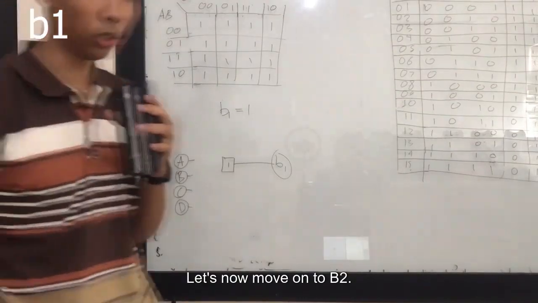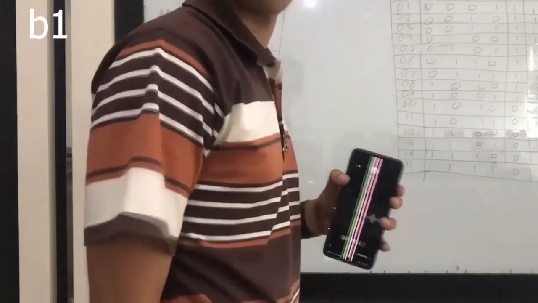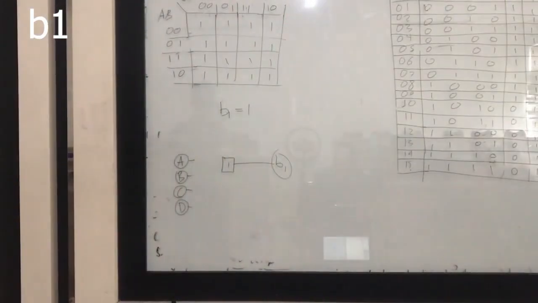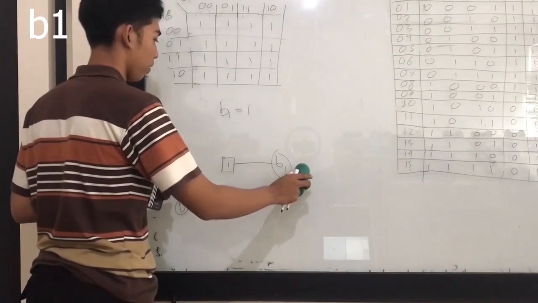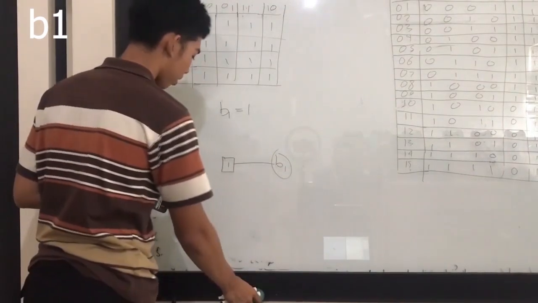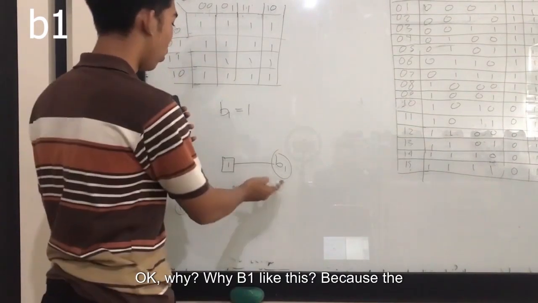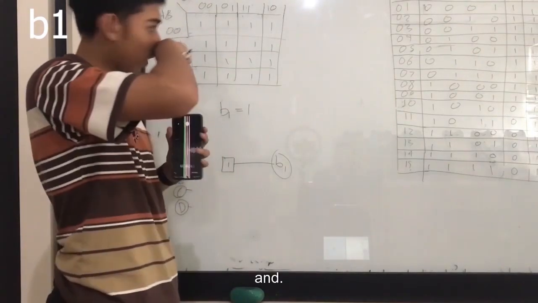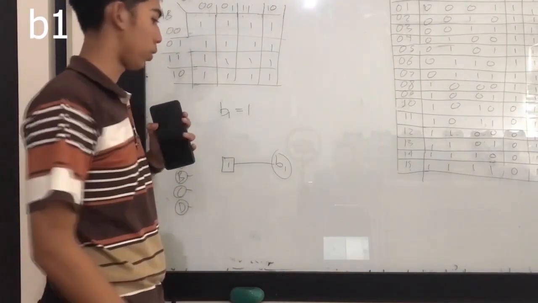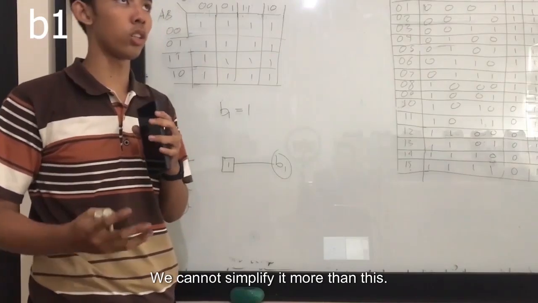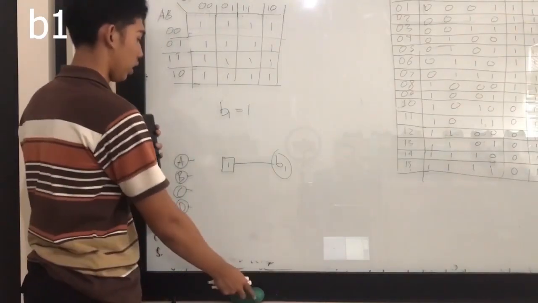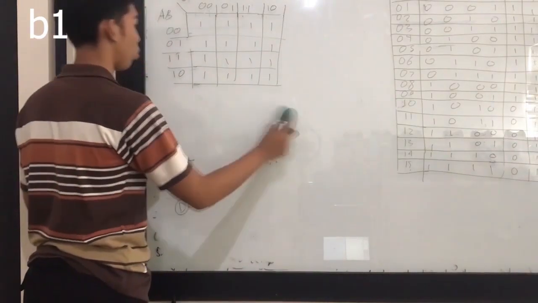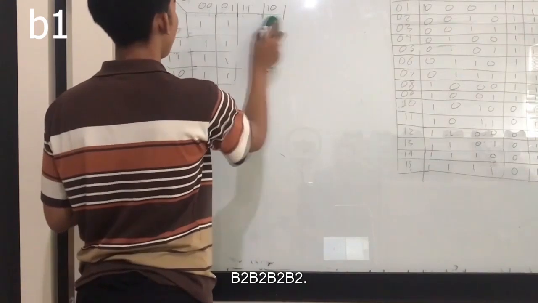Let's now move on to B2. Okay, why is B1 like this? Because the truth table says so, and we cannot simplify it more than this. Okay, let's now draw B2.